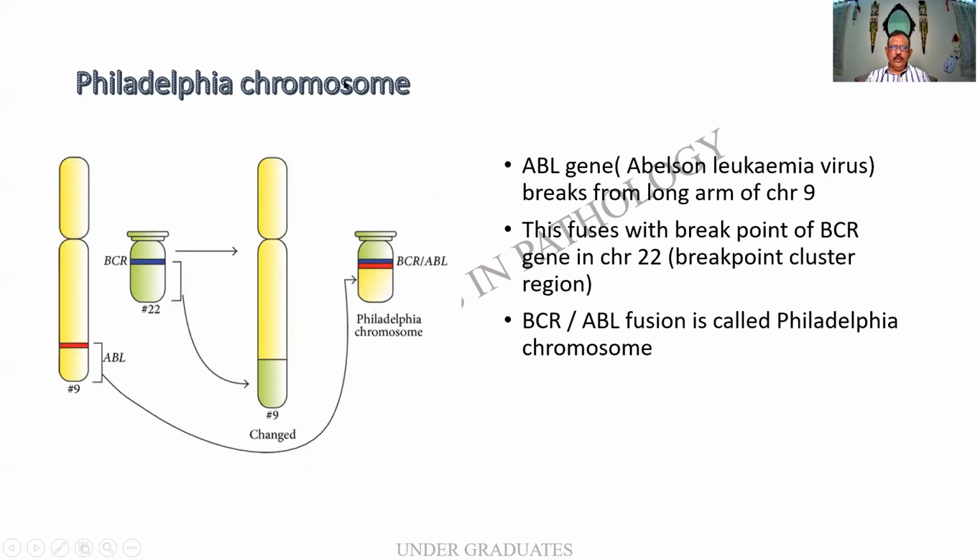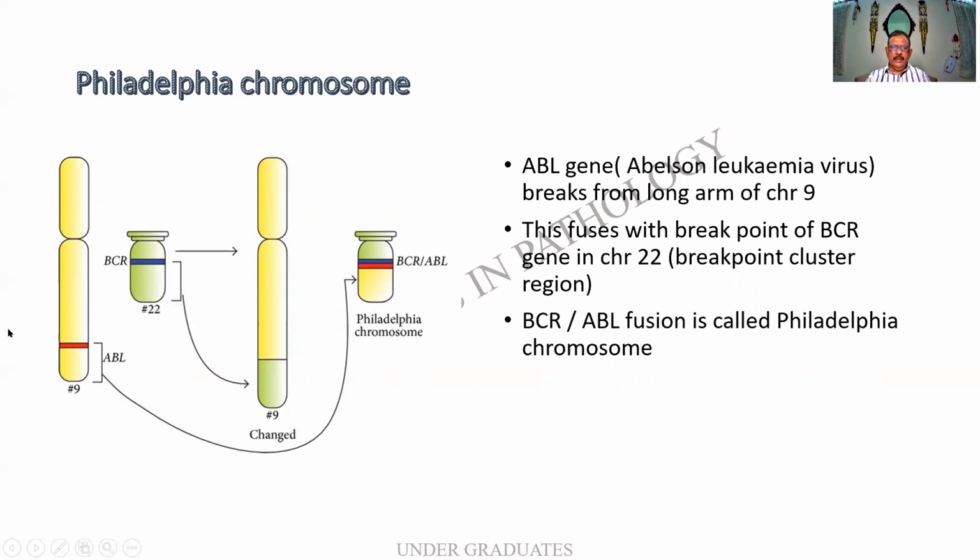The Philadelphia chromosome is this. So this is chromosome number 9 and this is chromosome number 22. This is called the centromere. So obviously this is a short arm and this is a long arm. In the long arm of chromosome number 9, there is a segment called ABL. And this ABL is detached and it is attached to chromosome number 22.